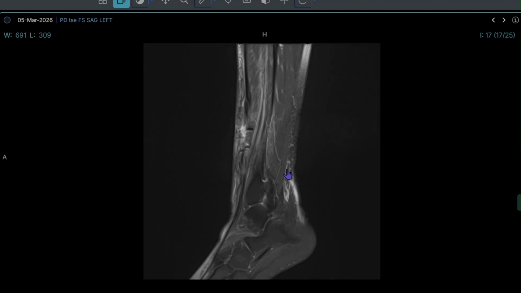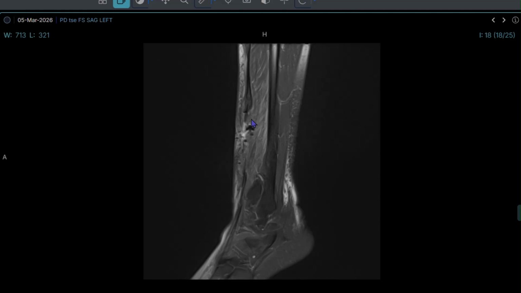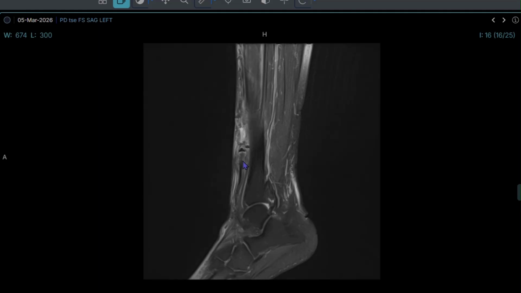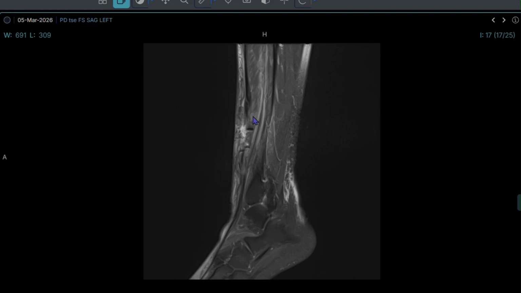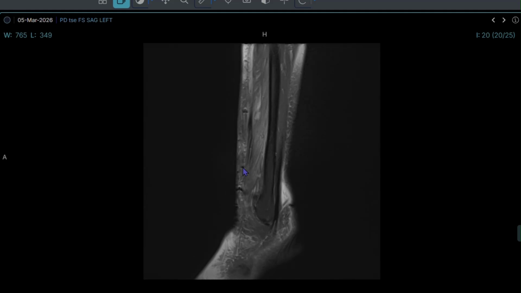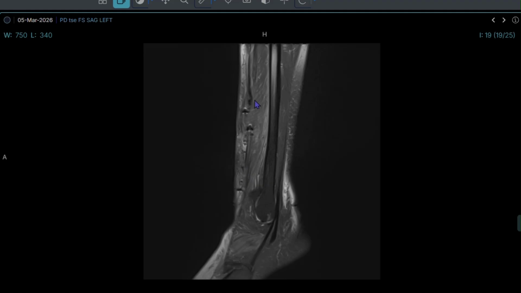I'll just take a sagittal section where we are able to appreciate the tendon ends well. So this is the length of the gap which is seen in the tibialis anterior. And if we go a bit laterally, we'll be able to see the extensor hallucis tendon gap as well.